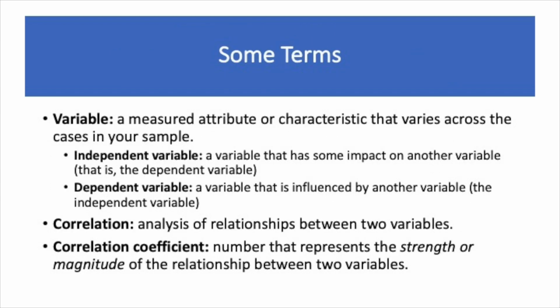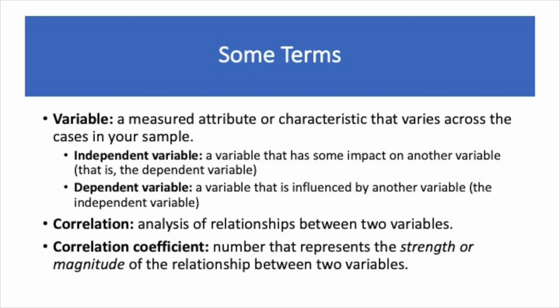Before we get into different types of bivariate analysis, I wanted to run through some terms. Some of this is familiar and some of this may be new. First, it's important to know what a variable is. And this is review. We've talked about variables in class in previous weeks. But to review, a variable is a measured attribute or characteristic that varies across cases in our sample, okay? Hence the root vary. So a variable is something that varies from case to case.